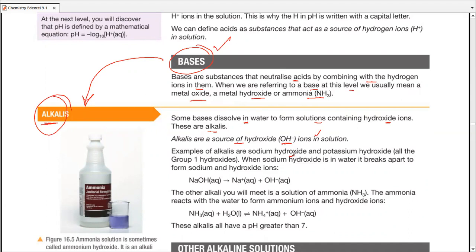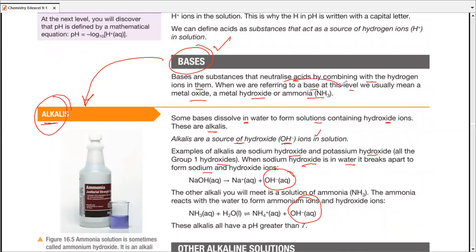Examples of alkalis include sodium hydroxide, potassium hydroxide, all group 1 hydroxides. There are even some group 2 hydroxides in the list. So when these hydroxides are dissolved in water, they also break apart like acids. They give us positive ions, and the common feature of all of them is that they give the negative hydroxide ion as soon as they dissolve in water.